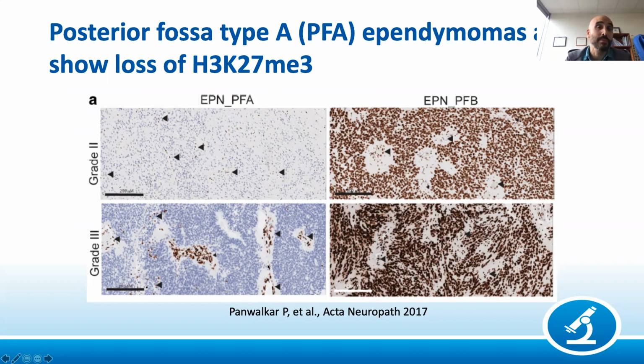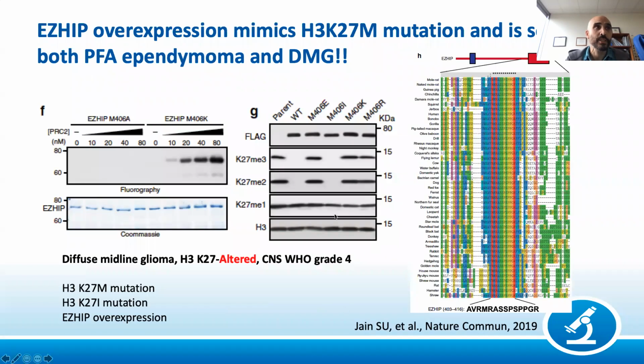And this was really thought to be funny at the time because these posterior fossa ependymomas don't have K27M mutations, except that they actually do. A very small percentage of them do in fact have K27M mutations. But of course, they all exhibit this phenotype. So what's going on with the rest of these tumors? Well, it turns out the rest of them overexpress a protein, which we now call EZHIP, enhancer of zeste homologs inhibitory protein.